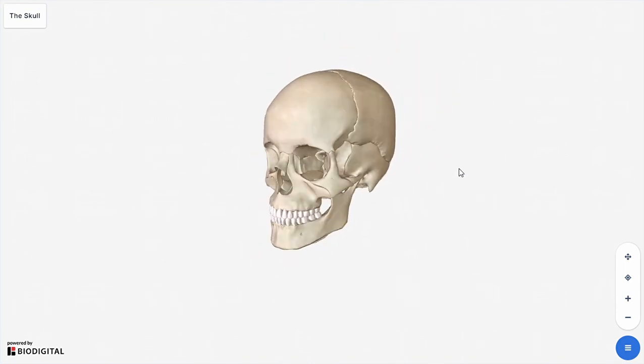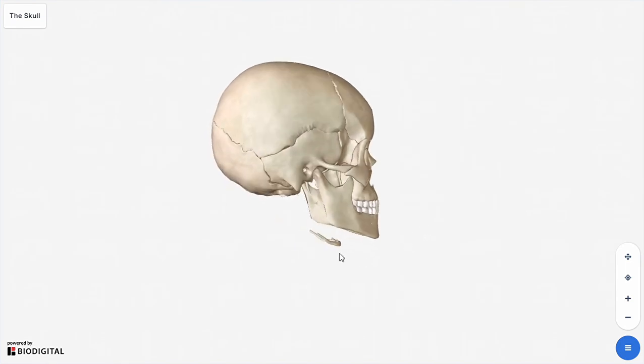And that completes our tour of the skull. If you're wondering, this little floating guy down here, this is your hyoid bone.